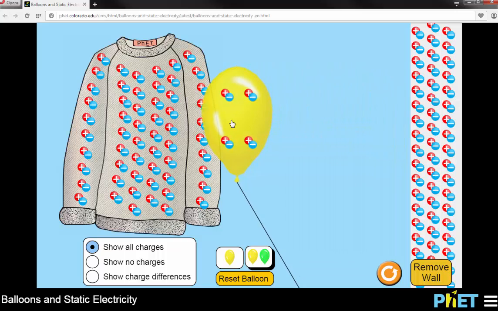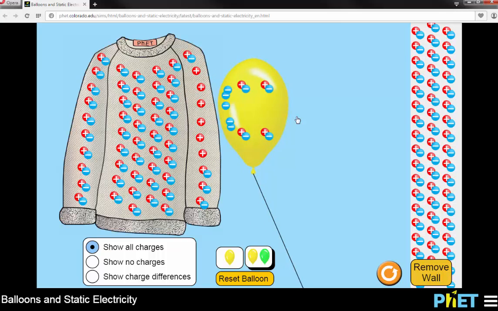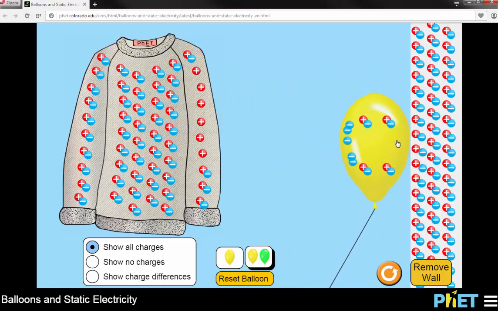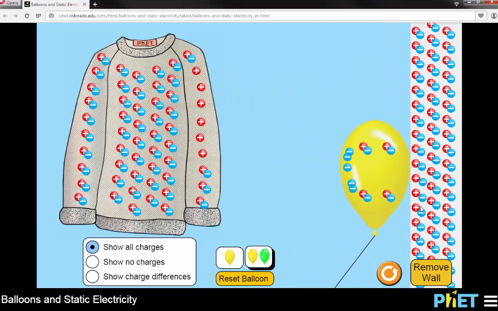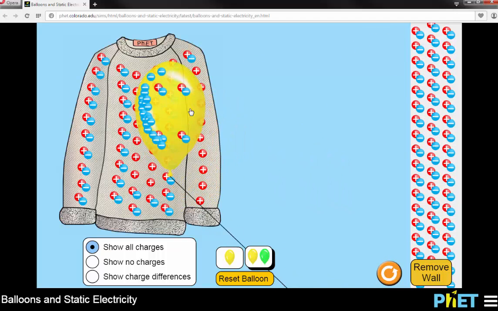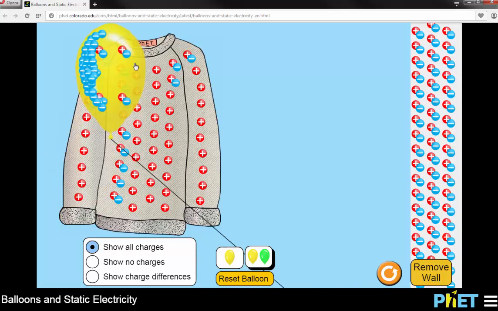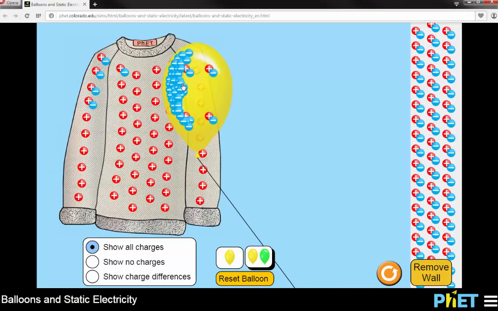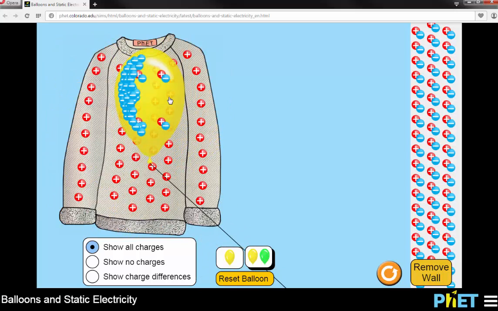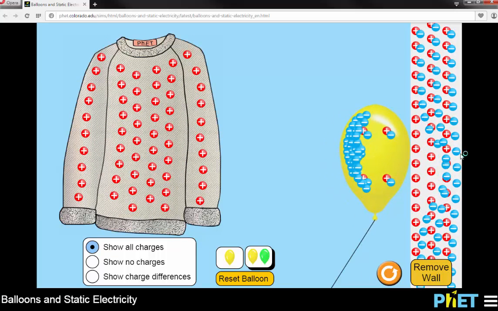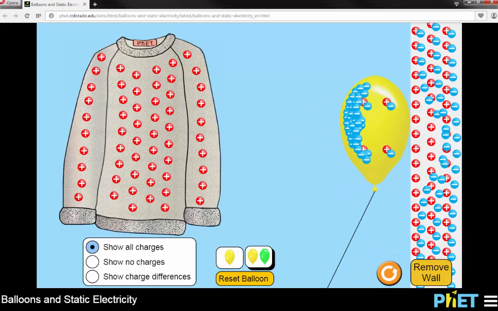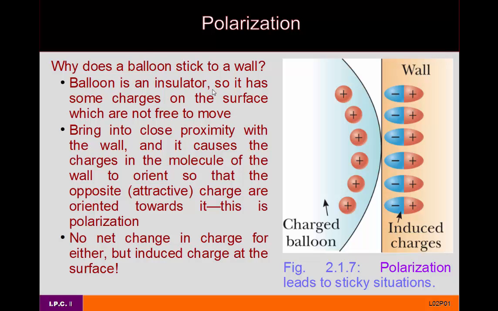But if I pick up just a little bit of charge here, then I can cause some shifting of the charges on the wall. Pick up a little more charge, can cause a little bigger of a shift. Pick up a lot of charge, as many as I can off of this sweater, then we see all of the electrons sort of scatter away from the balloon. So why does a balloon stick to the wall? Well, it tends to stick again if it's actually charged.